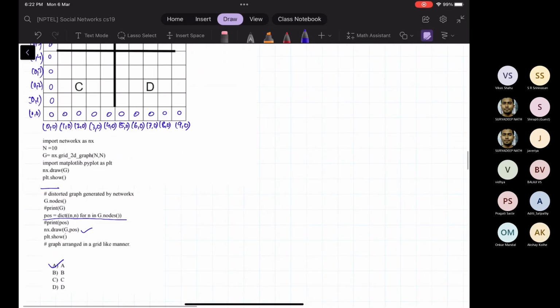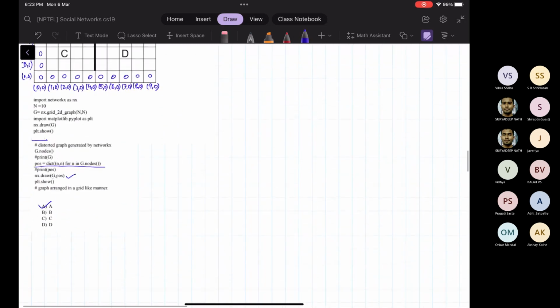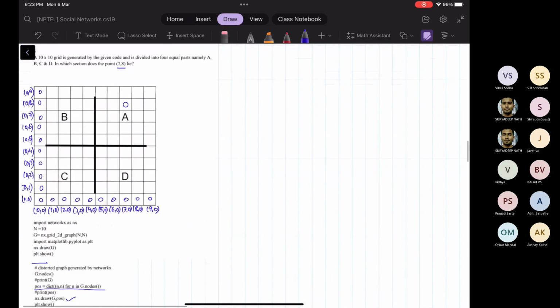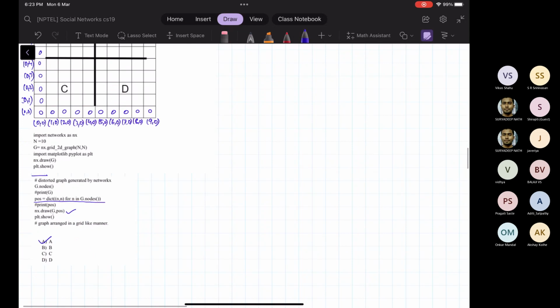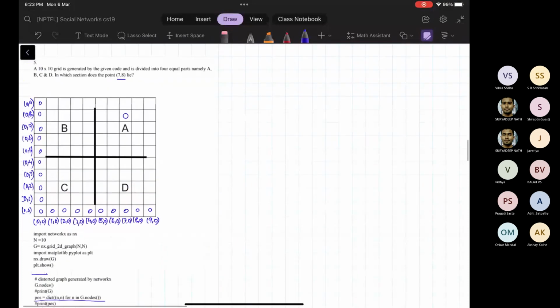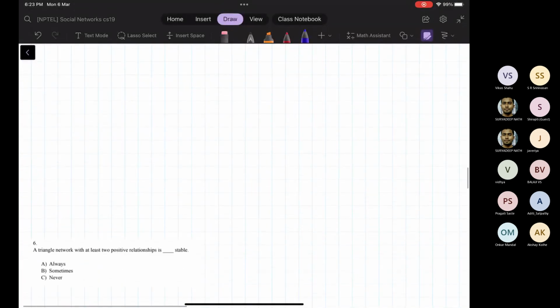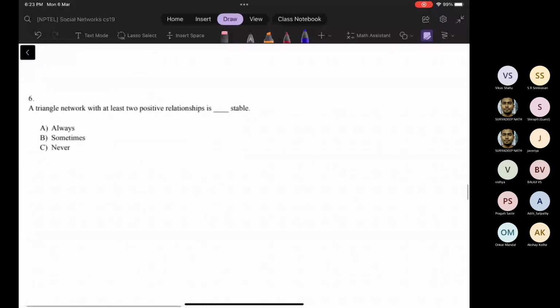All right, so if you have any doubt, you can just type this code and check it yourself. You can see the result. You can see each grid with the numbers given. You can just type this code out and you will find 7, 8 will lie in quadrant A. So coming to question 6.